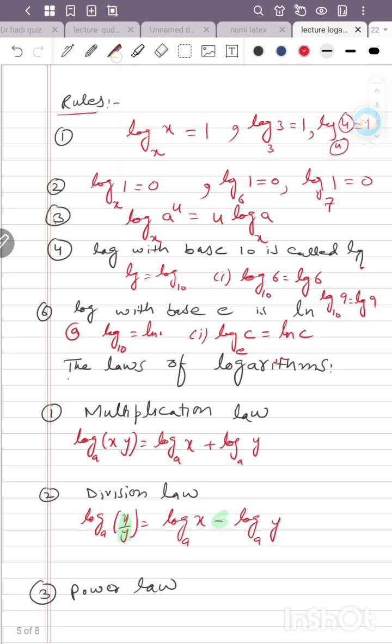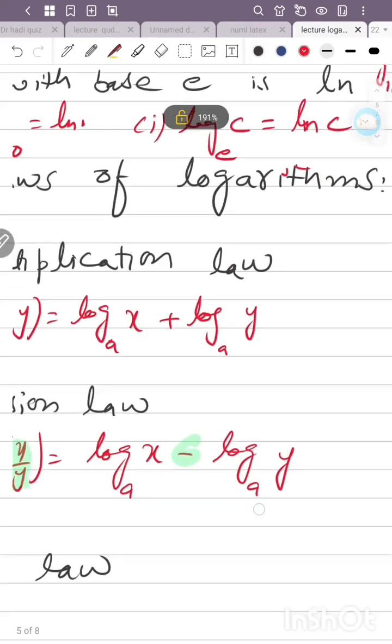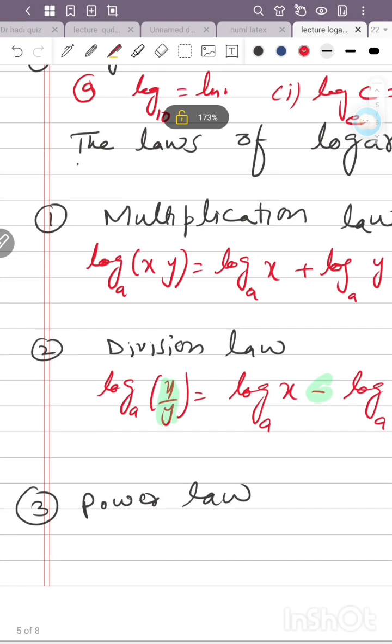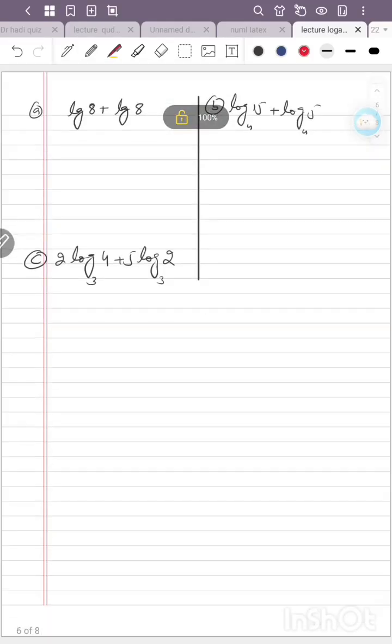Okay, now our power rule: how do we deal with power? I have to zoom in. Log base a of x to the power m equals m log base a of x. Just think of it as the power coming to the start. This is the log property, very important for solving logarithm questions.